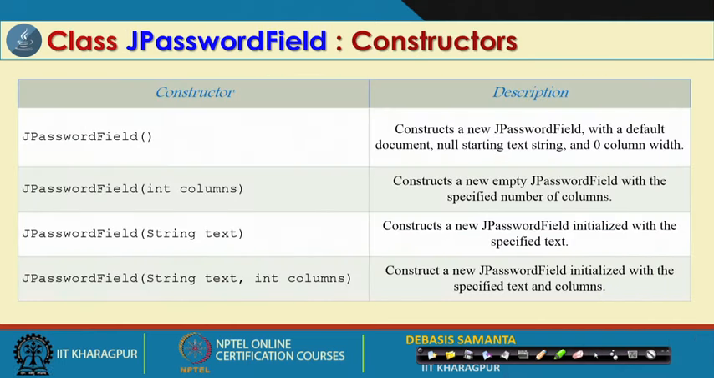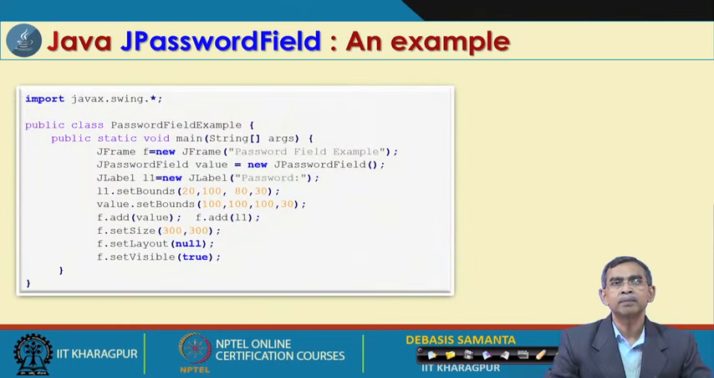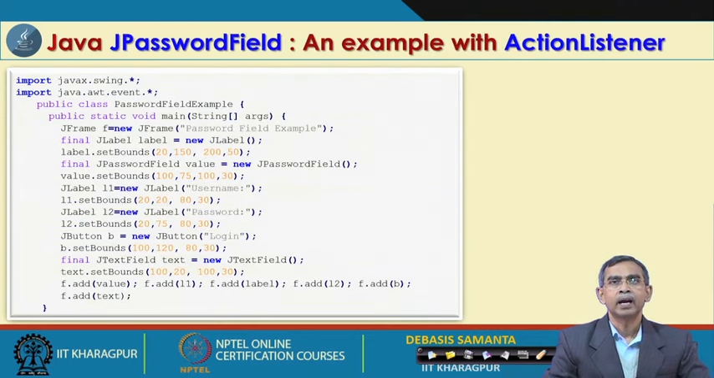Now, the password field can be defined using these four constructors, and it does not have any methods. And then this is a very simple example which you can practice, showing how a password field can be included in your frame, and this is what you will find if you run this program. And an action listener also can be added there.